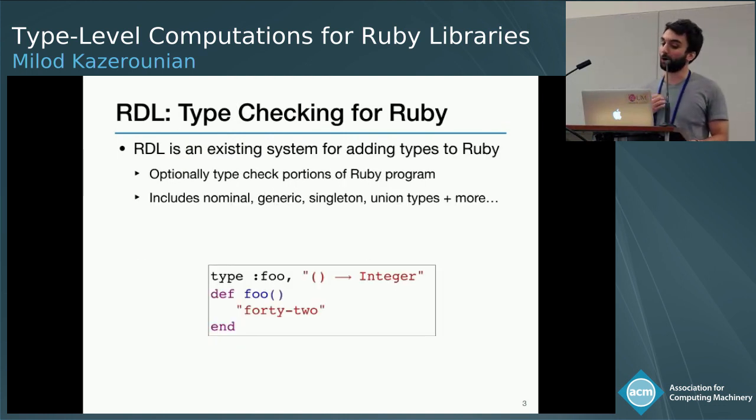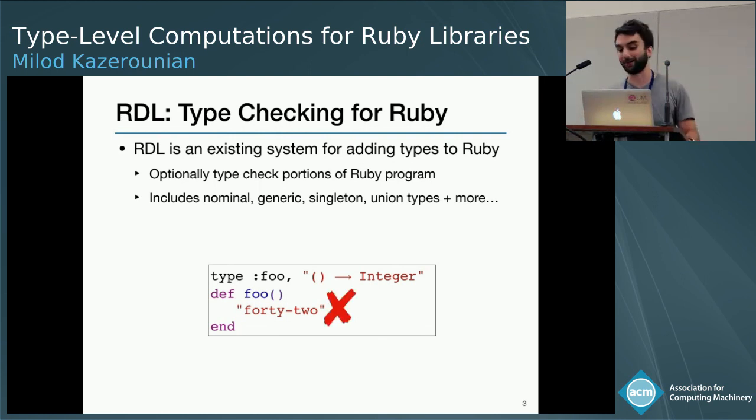Now the starting point for our work is this existing tool called RDL, which is an existing system for adding static types to Ruby. So with RDL, we can optionally choose which portions of our program we want to type check, add annotations, and check just those portions. And RDL includes an expressive type language with nominal types, generic types, singletons, unions, and many more. So for a very simple example, we see a Ruby method foo here that just returns to us a string that says 42. And using RDL, we can attach this type annotation that says foo should return an integer, and we'd be able to catch the obvious discrepancy here.